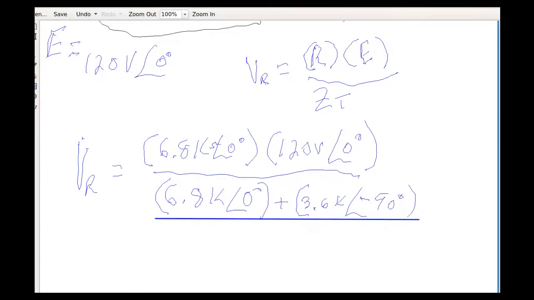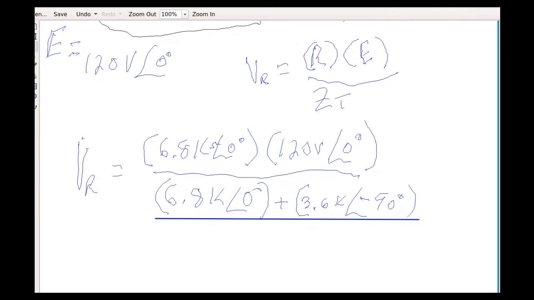Well, the resistor is in phase with the current going through it. So the resistor itself has an angle of 0. All right. So the voltage and the current across the resistor is going to be based on the total angle.